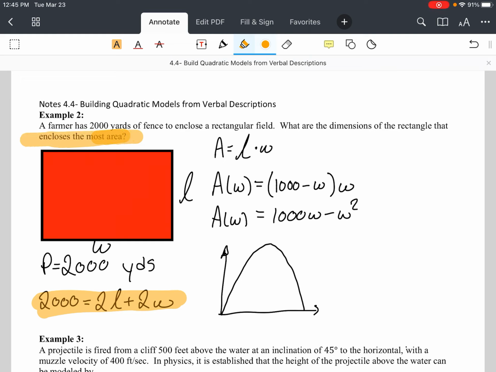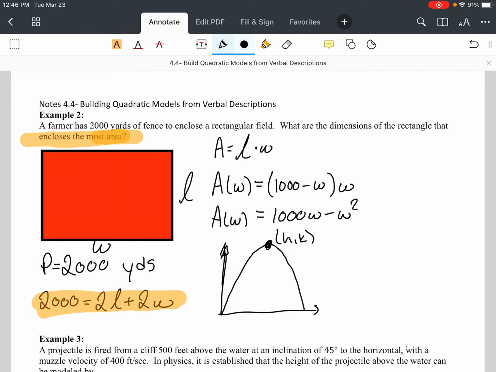Now we're going to look at those key words, the most area. Remember, when we're talking about the most or the least, we're talking about the vertex of our parabola. So H, K, that's what we're going to solve for. And what we need to think about is what H is and what K is.